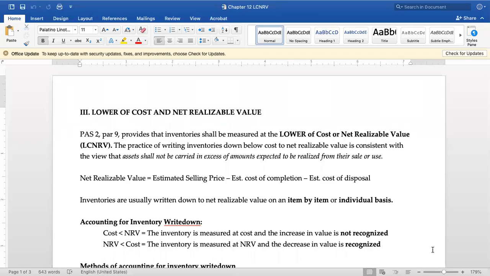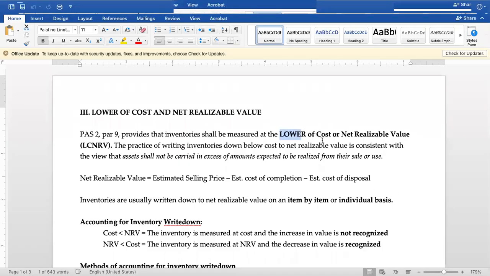So, good day class, for today we will discuss lower of cost and net realizable value, or LCNRV. According to PAS 2, paragraph 9 provides that inventories shall be measured at the lower of cost or net realizable value. So, the practice of writing inventories down below cost to net realizable value is consistent with the view that assets shall not be carried in excess of amounts expected to be realized from their sale or use.